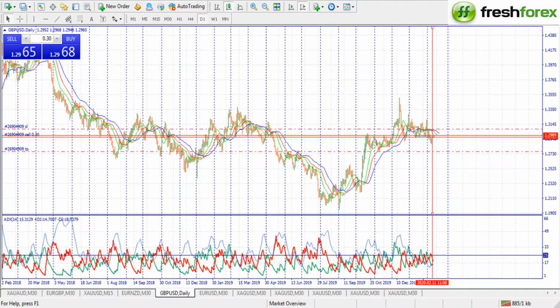So we'll move forward. I'll move to the next chart, USD. So far, USD should be heading downwards.